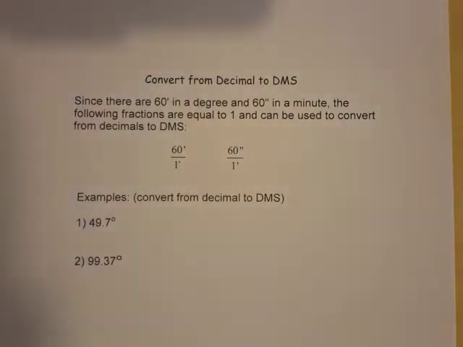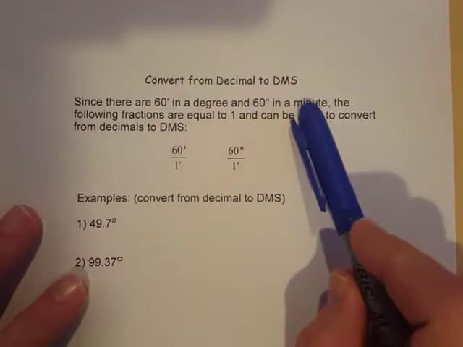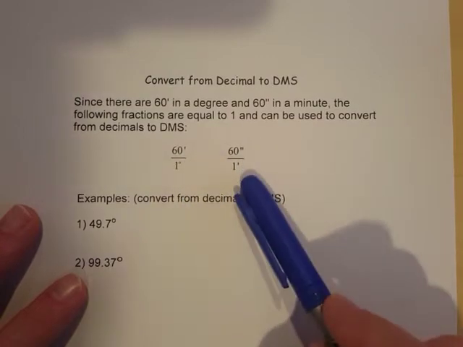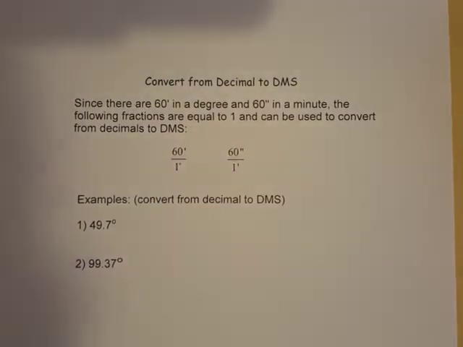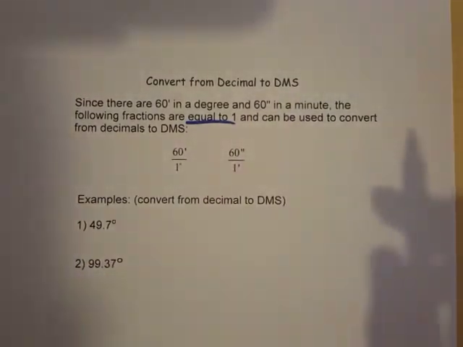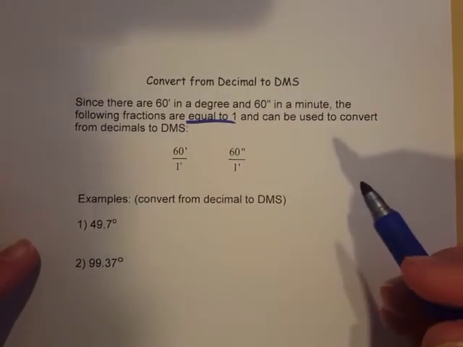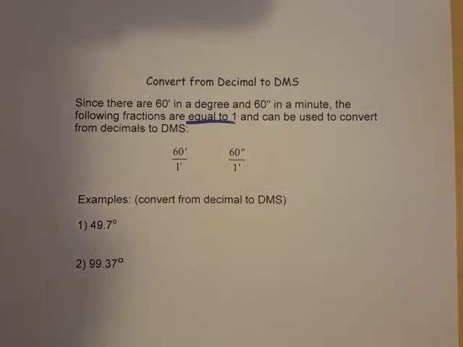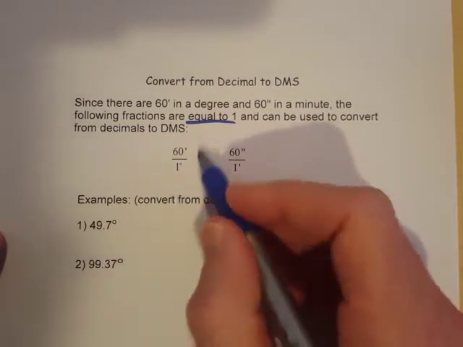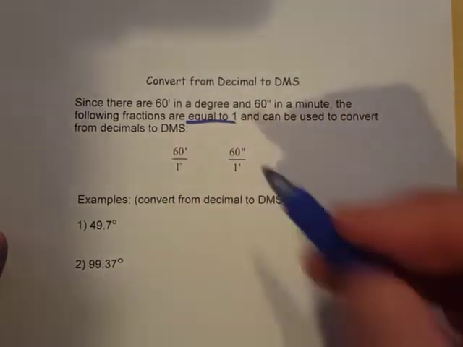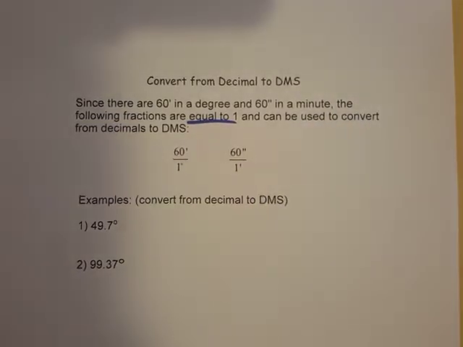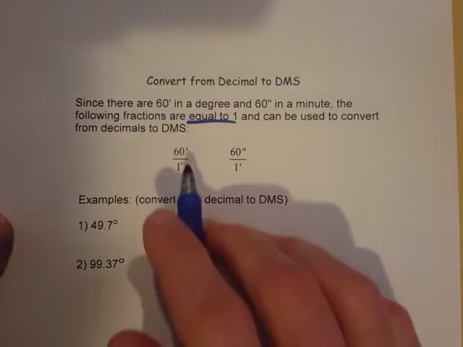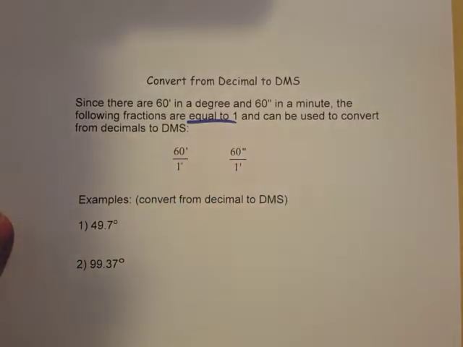Now remember that there are 60 minutes in a degree and 60 seconds in a minute. So that means that these two fractions down here, as you see them, are equal to 1. And that's going to be an important concept in converting backwards: when you multiply something by the number 1, it doesn't change the value of that thing. So if I multiply it by 60 minutes over 1 degree, it doesn't change the value. Same thing if I multiply it by this fraction. We just have to figure out what it is that's going to cancel out when we do something like that, because the units of degrees and minutes are going to cancel out.